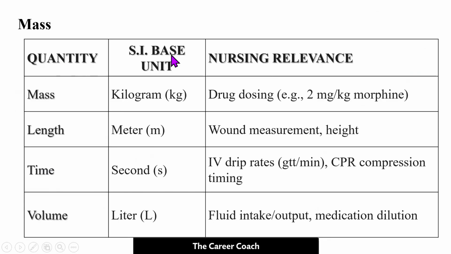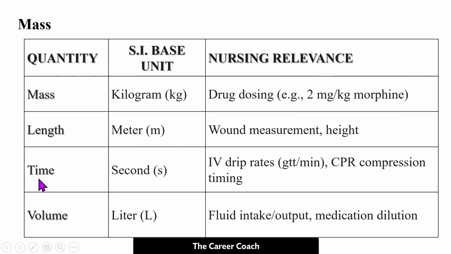Quantity, SI units, and nursing relevance. Mass is measured in kilograms. We use mass in drug dosing. For example, 2 mg per kg morphine. Length, we use length in wound measurement, and height. Length is measured in meters.